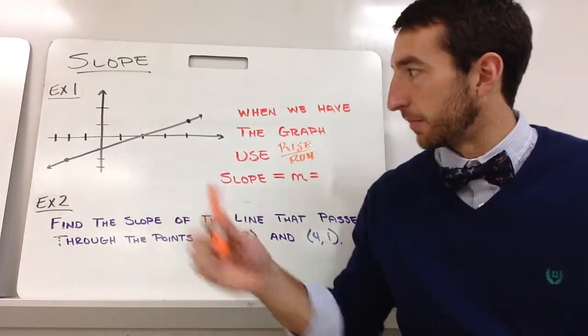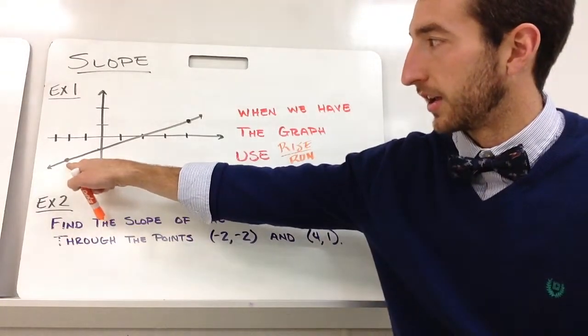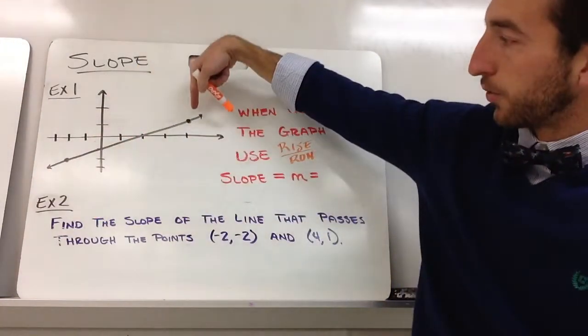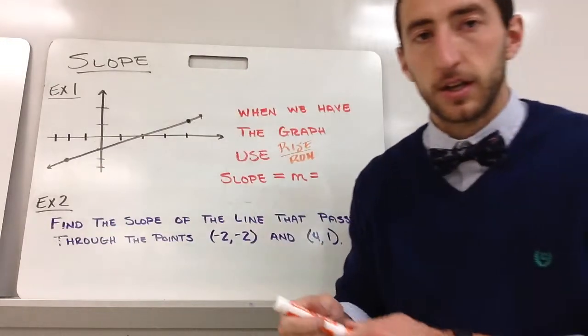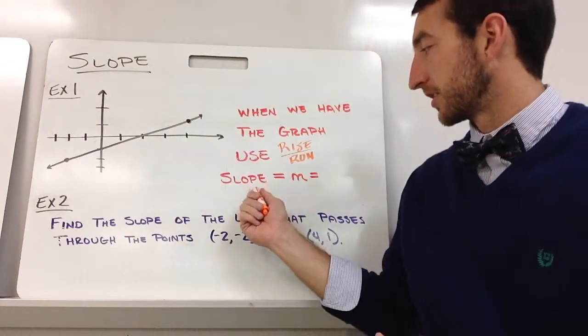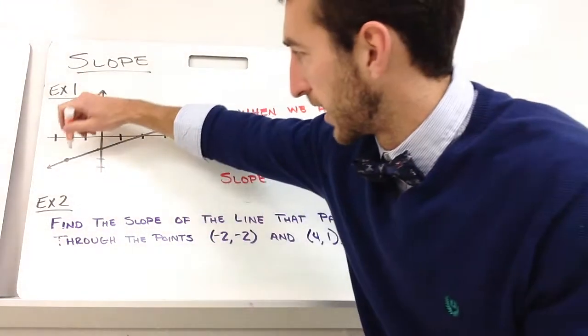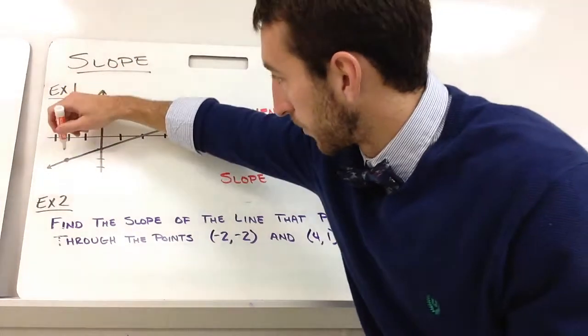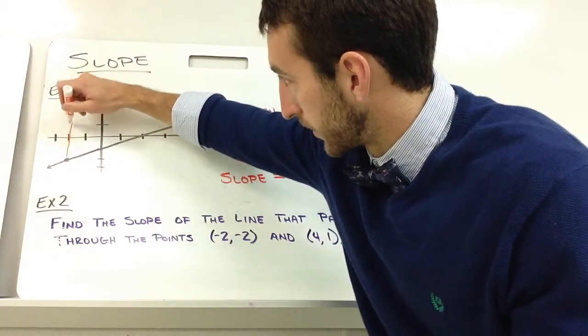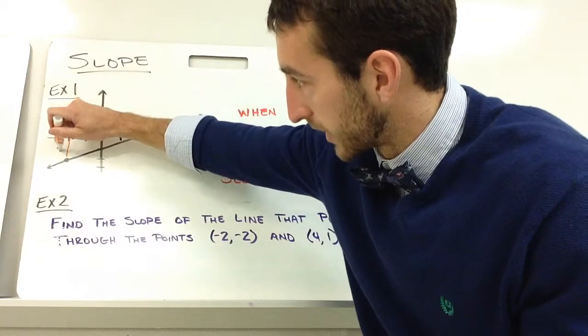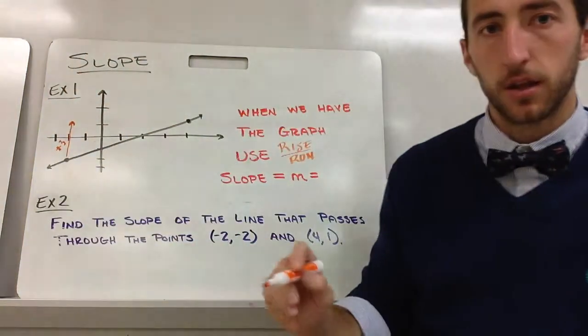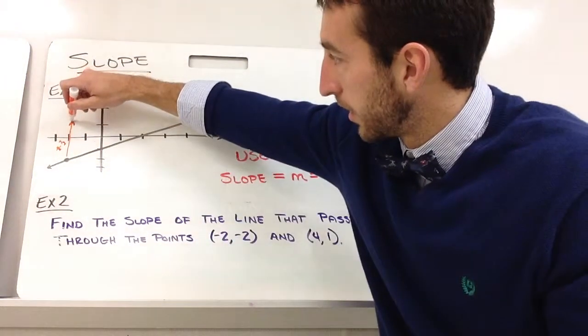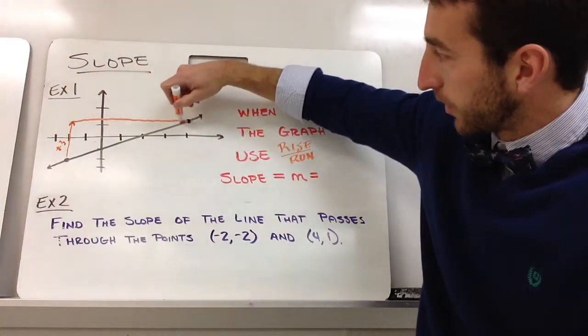So rise over run, that means if you look at my points, I've got -2, -2. I'm going all the way over here to 4, 1. So what I do is I'm going to get my slope by doing my rise. So I see how much I go up by. So I'm going to go up to here, which it looks like that's a +3. And then I'm going to go my run, which goes all the way across here.